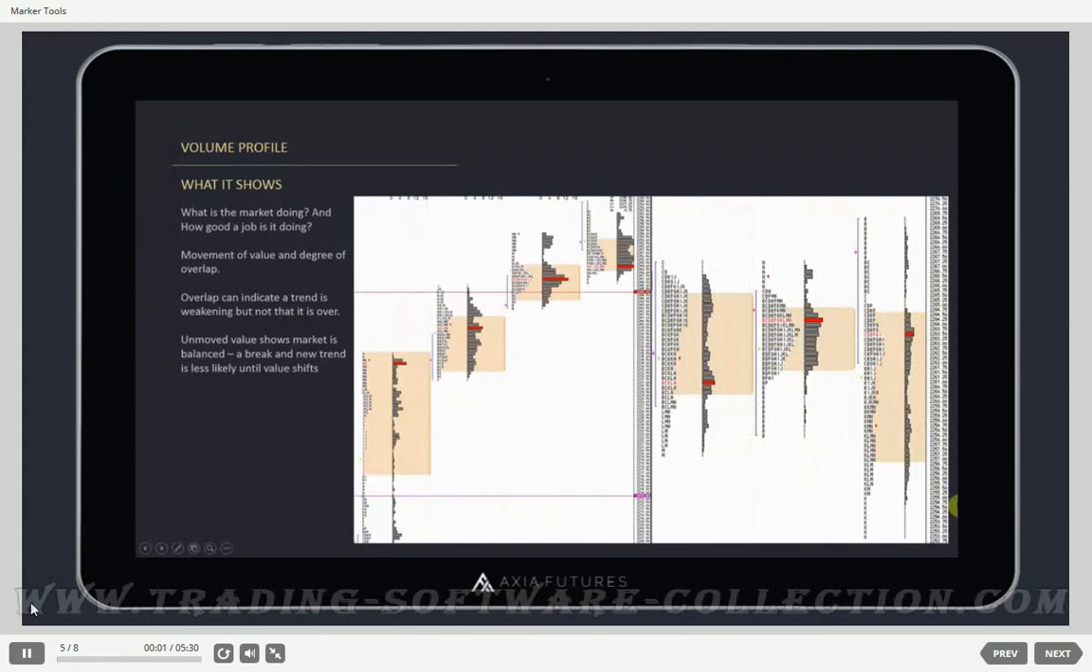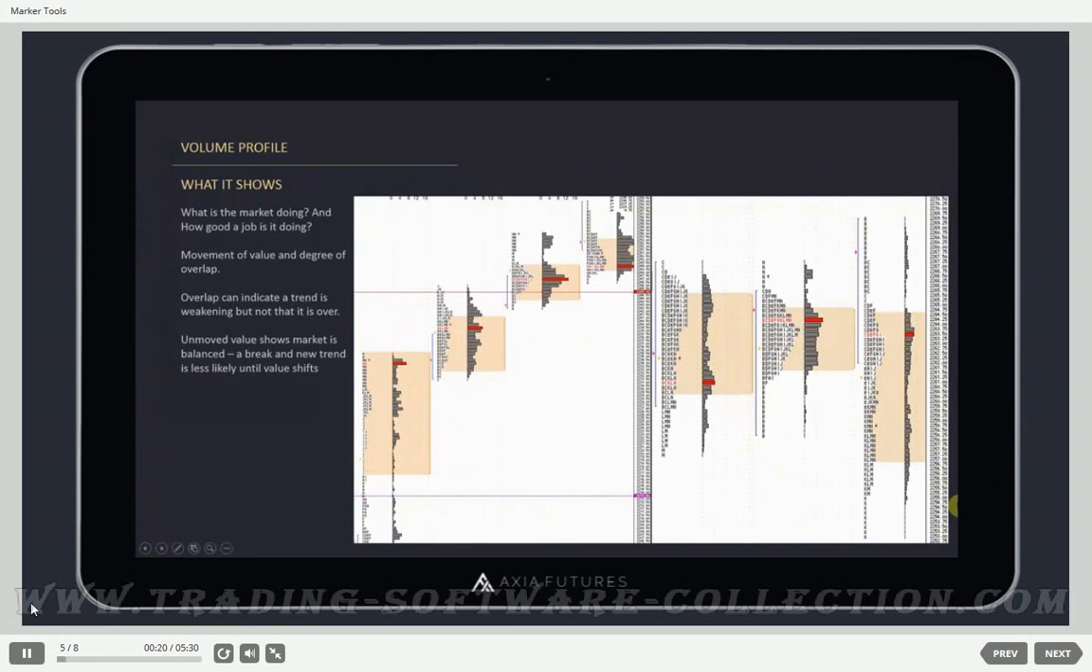Going to answer those two big questions. What's the market doing? How good a job's it doing? Now, value is the key indicator on how good a job a market is doing. Has value shifted with the move in the market? And is it being sustained continually higher or lower, or is it just ranging?